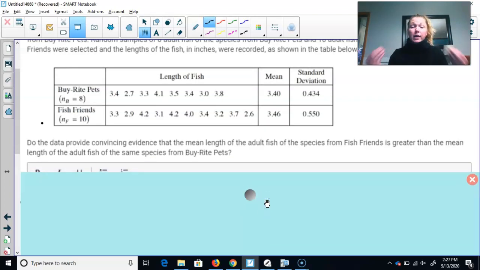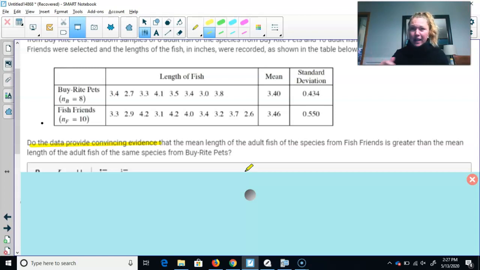Okay, so here's the first thing I'm going to highlight. Do the data provide convincing evidence? It says nothing about a significance test. It says nothing about a hypothesis test. But it also doesn't say anything about an interval, okay?